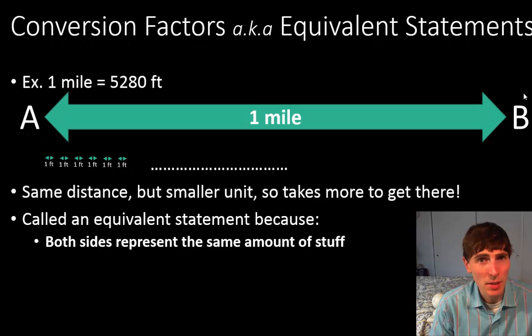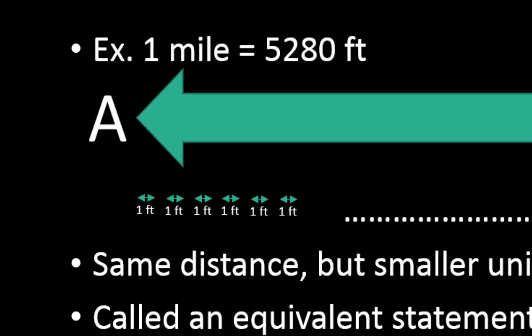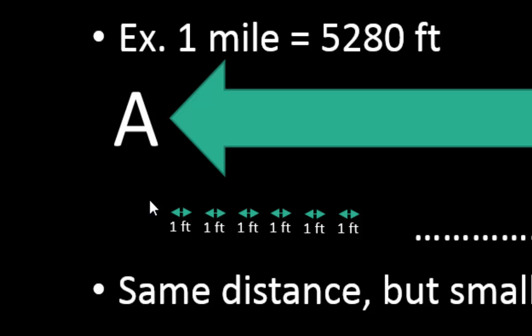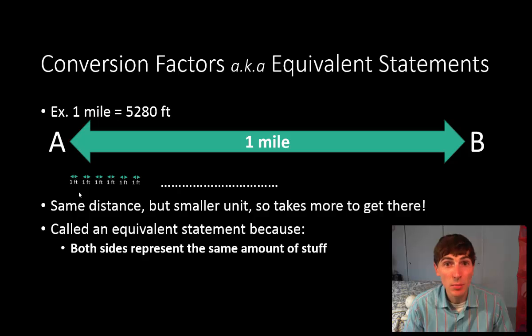But let's say I don't have a mile stick, but I do have a ruler. And I stack rulers end to end. And every ruler is a foot. If I were to go end to end all the way from point A to point B, I could still measure that length, but it would be 5,280 of those little tiny feet. So when I look at this equivalent statement, we say it's an equivalent statement because 1 mile and 5,280 feet are the exact same quantity of distance. However, a foot is a much smaller unit, so it takes a lot more of them to fill out that space. Both sides represent the same amount of stuff.